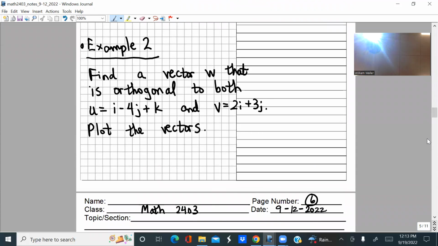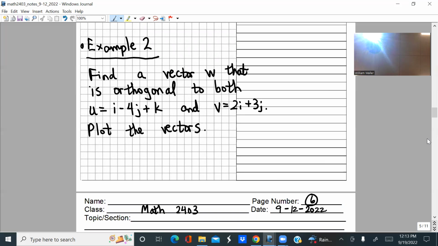Okay, so we're going to try another cross product here, but this one we're actually even going to try to draw. So that's why I gave you the graphing paper. All right, so this one is fun to draw, but it's really difficult to draw it so that you can see the illustration nicely. Okay, but we're going to give it a shot here.